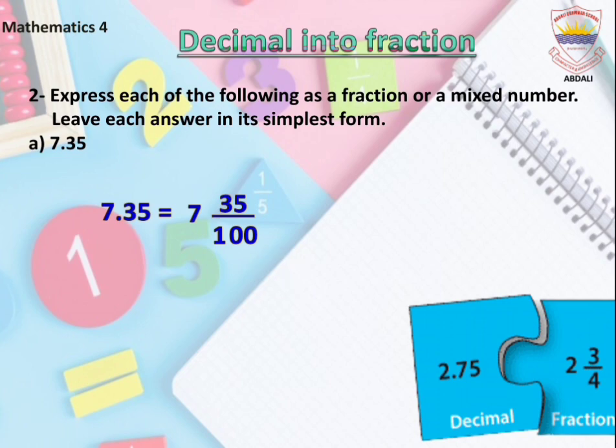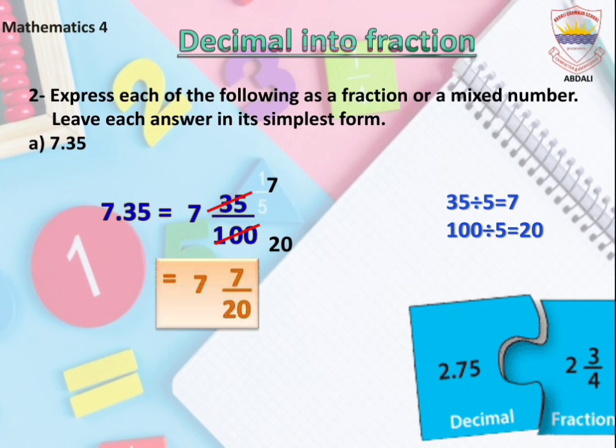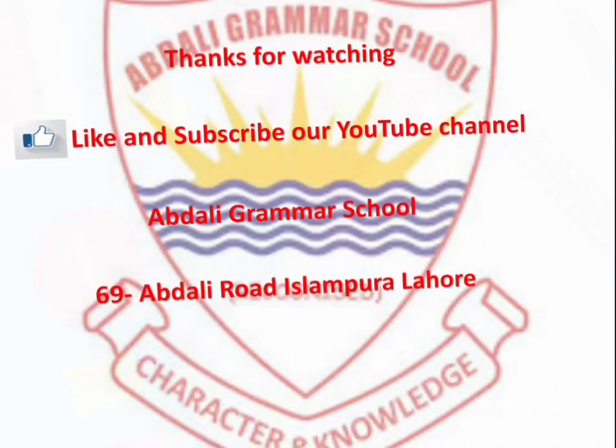Now what do we do now? We leave the answer in its simplest form. Now let's find the simplest form of 35 by 100. We divide 35 by 5 and 100 by 5. 5 7s are 35 and 5 20s are 100. Now the simplest form of 7 whole 35 by 100 is 7 whole 7 by 20. Thanks for watching.